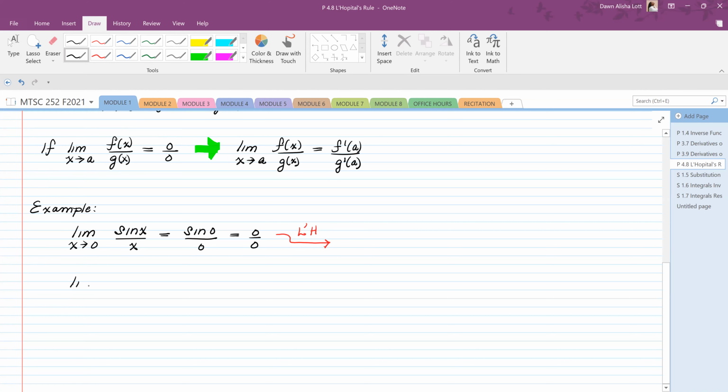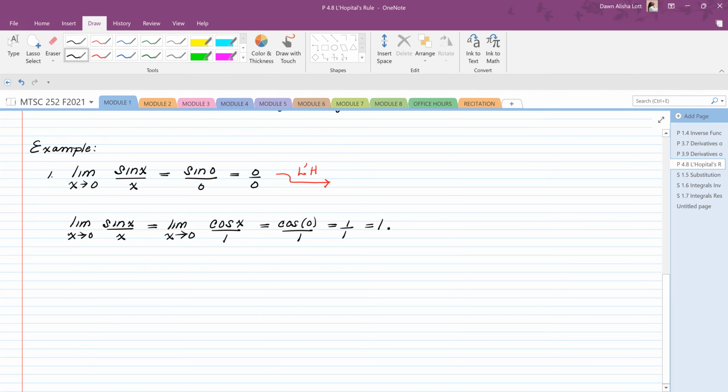So therefore the limit as x approaches 0 of the sine of x over x becomes the limit as x approaches 0. Take the derivative of sine, I get cosine of x. Take the derivative of x, I get 1. So now I get the cosine of 0 divided by 1. That's 1 over 1, which is 1, and I'm done. Okay. So it's not a difficult theorem at all.